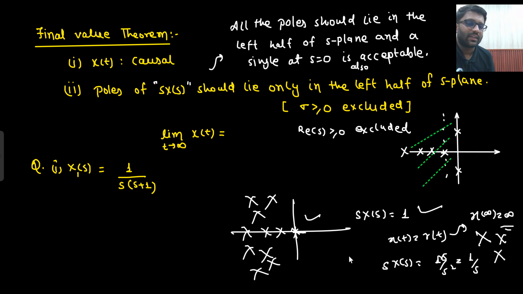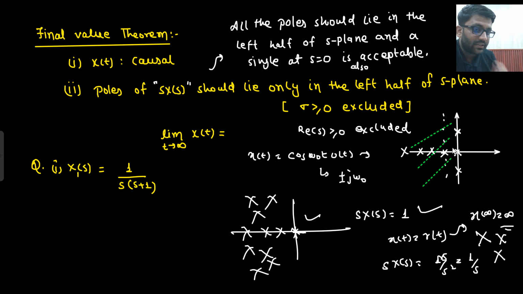When will you get single poles here? When your x(t) is cos omega naught t u(t). What will be the poles? Plus minus j omega naught. So single poles you are getting. Let me know one thing, can you define the final value? No, I cannot comment, because the final value will be oscillating between -1 to 1. So again I cannot define the final value. So when I said single pole is accepted, that is accepted only at origin, not on the j omega axis.